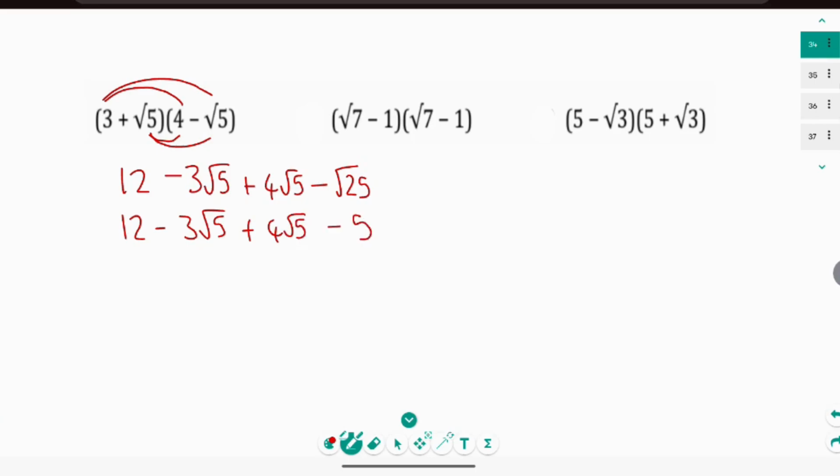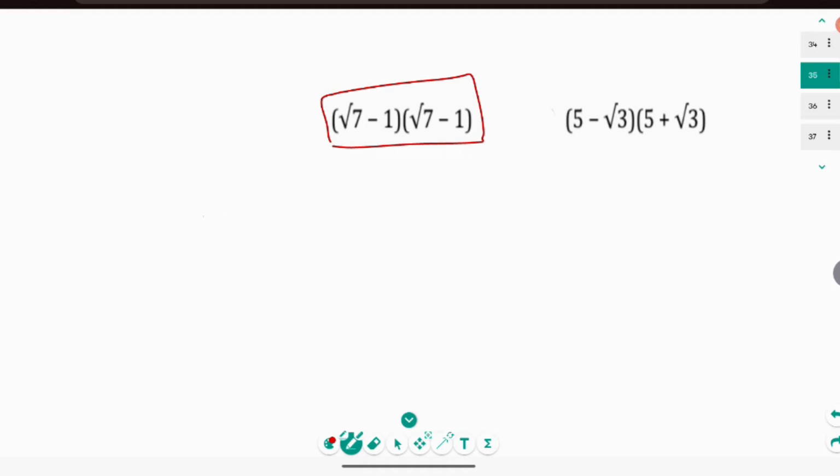Right, now collect our like terms. 12 take away 5 is 7. Minus 3 root 5 and 4 root 5 is just positive 1 root 5. Okay, next question. I'll do maybe these 3 together and then maybe you can look at some yourself. So let's have a look at this next one now. Here, let me just clear the board.